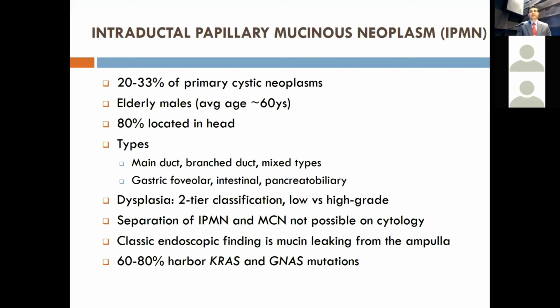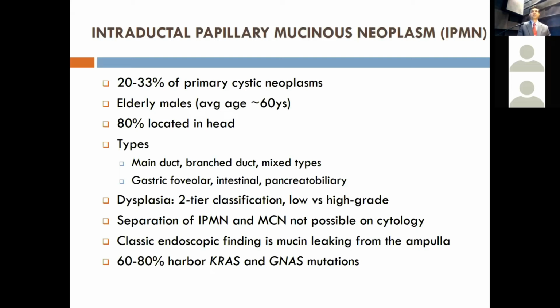So intraductal papillary mucinous neoplasms are one of the most common primary cystic neoplasms of the pancreas. Most of them are located in the head. Depending on the location, they can be divided into main duct type, branch type, or mixed types. It is very essential whenever you are evaluating these neoplasms to grade the dysplasia, which is typically graded using this two-tier scheme into low grade and high grade.